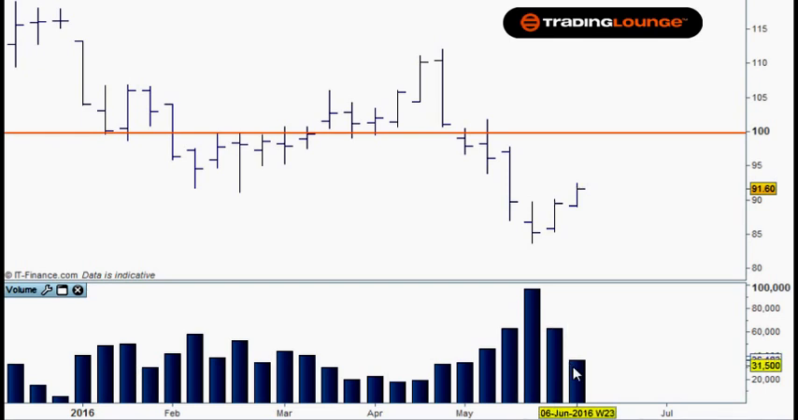Okay, so let's see on Friday where this volume bar sits. If this volume bar has got more volume in it than this one here and it closes higher, well, then we know that the buyers are coming in and we need to be on that side of the market.